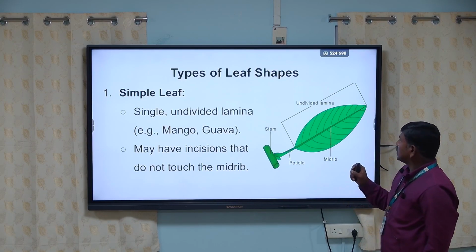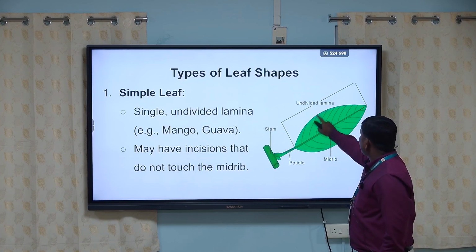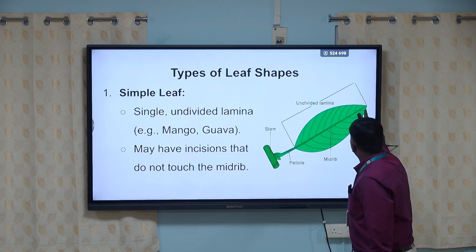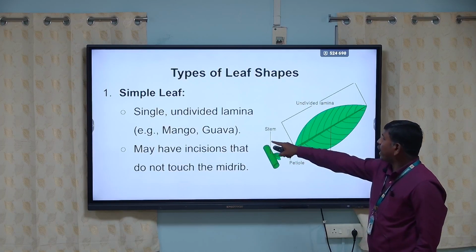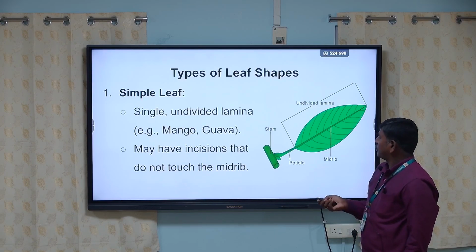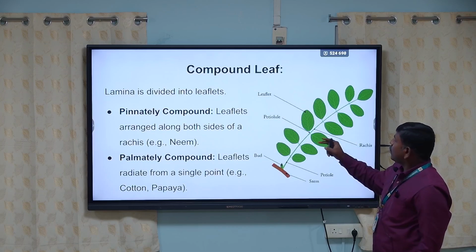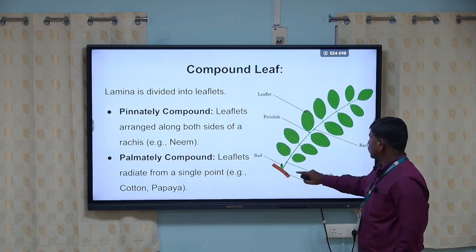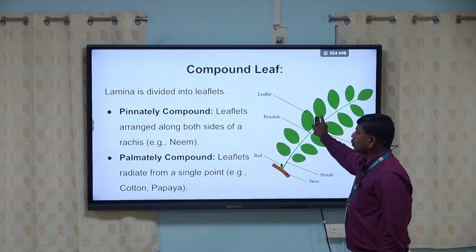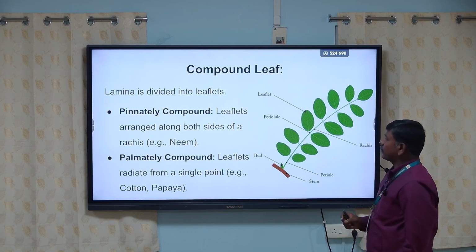A simple leaf is nothing but a single leaf. Here an undivided lamina is present. There is no division here, only the full length. For example, mango and guava are examples of a simple leaf. If you go for a compound leaf, the lamina is divided into leaflets. The whole lamina is divided into leaflets. It's a group of leaves present here. That is why it is called a compound leaf.